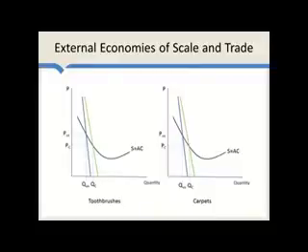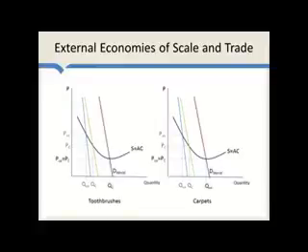Suppose that we now introduce trade. Well, what will happen? One thing which could happen is that these industries cluster in just such a way that we get more of both goods. So, for example, let's look at the total world demand for toothbrushes, which is simply the U.S. demand plus the Chinese demand. So this is the total world demand for toothbrushes. This is the total world demand for carpet. Again, just the U.S. demand plus the Chinese demand.